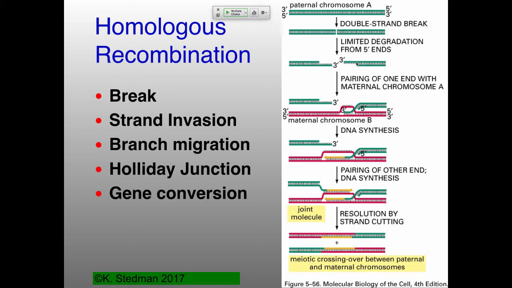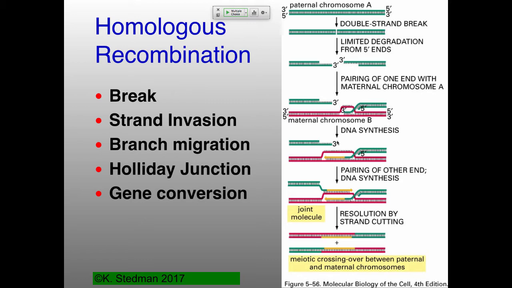So strand invasion, now we have this 3' end that's bound to the homologous chromosome. Now you've got a 3'OH and a template. What happens to 3'OHs and templates? We've got DNA polymerases, which will extend. In this process, moving this extra displaced piece of DNA along here until you get to a point past where the break was that this DNA can now base pair over here. Once it base pairs over here, this 3'OH has a template. It can extend as well.